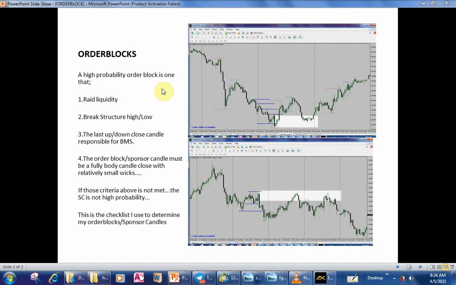Okay guys, welcome to this section. In this section we are going to be looking at the concept of order blocks.